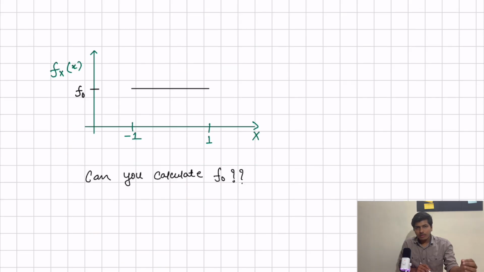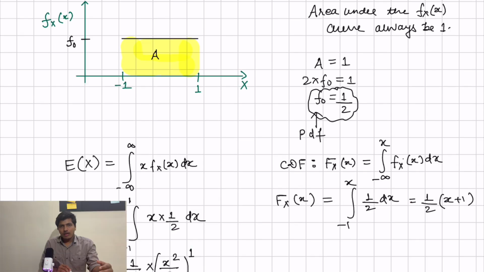Can you pause the video and calculate what is the value of f naught? If you have, then let's proceed. As we all know, the area under the PDF curve is 1. So if you find this area, it will be equal to 1. This area will be length times breadth, or height times length. It is equal to 2 times f0 equals 1. f0 will be half. So the PDF will be half.